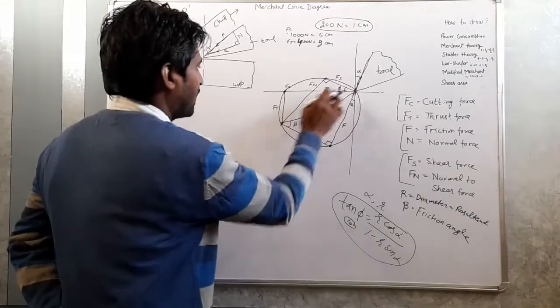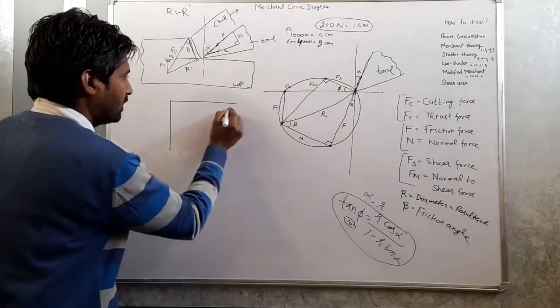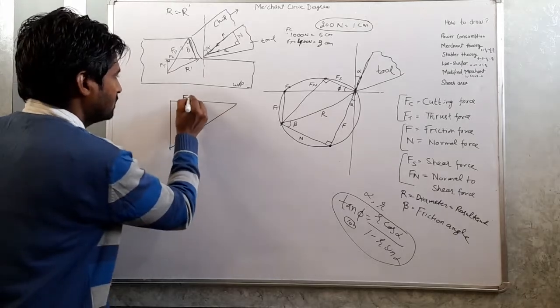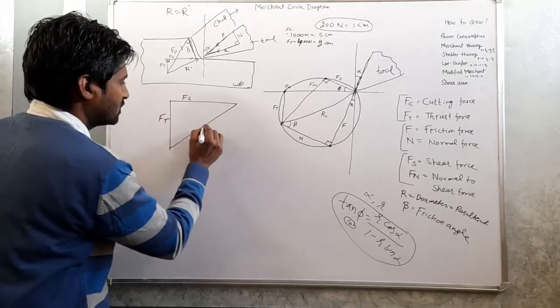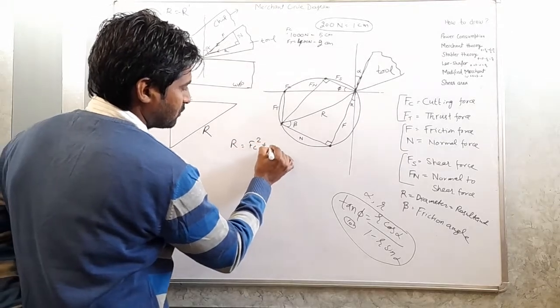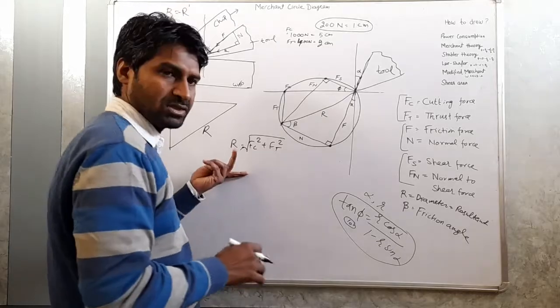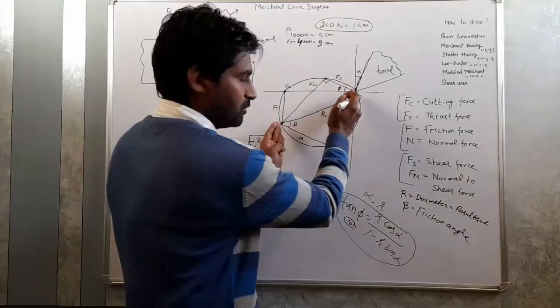Suppose I am using this triangle: Fc, Ft, the cutting force, and resultant R. R is equal to the square root of Fc square plus Ft square. We can also calculate by using this equation, or we can directly measure from here.